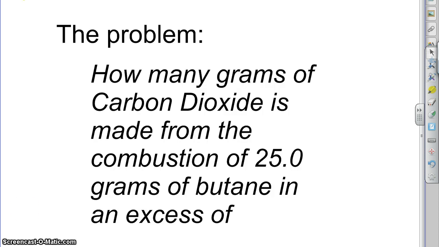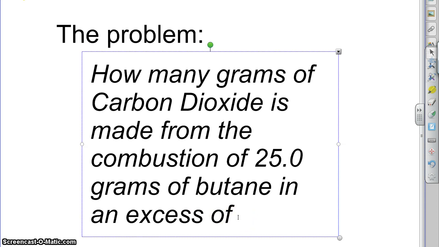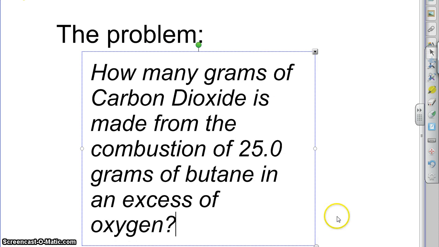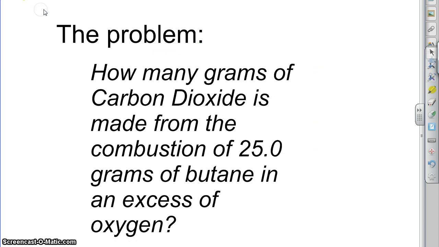So here's a problem. How many grams of carbon dioxide is made from the combustion of 25.0 grams of butane in excess of oxygen? Interesting. Wonder why the word oxygen wasn't on there. So, that'll fix that. You were taking a long time to write it down anyway. They'll just give you a few extra seconds before you have to pause it. Yada, yada, yada. Boom, go.